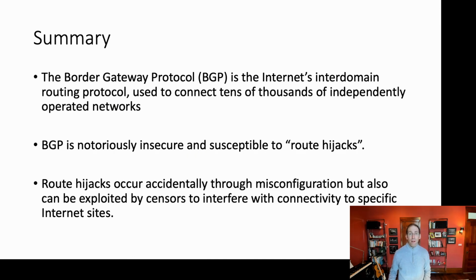In summary, the Border Gateway Protocol is the Internet's interdomain routing protocol that is used to connect tens of thousands of independently operated networks. BGP is notoriously insecure and susceptible to route hijacks. These route hijacks can occur accidentally through misconfiguration, but BGP can also be exploited by censors to interfere with connectivity to specific internet sites. Route hijacks are disruptive to internet connectivity globally. They're somewhat hard to launch in a targeted fashion, as we've seen in the Pakistan Telecom case. But nonetheless, they remain a common tactic that censors use to sometimes interfere with the connectivity to specific internet sites.